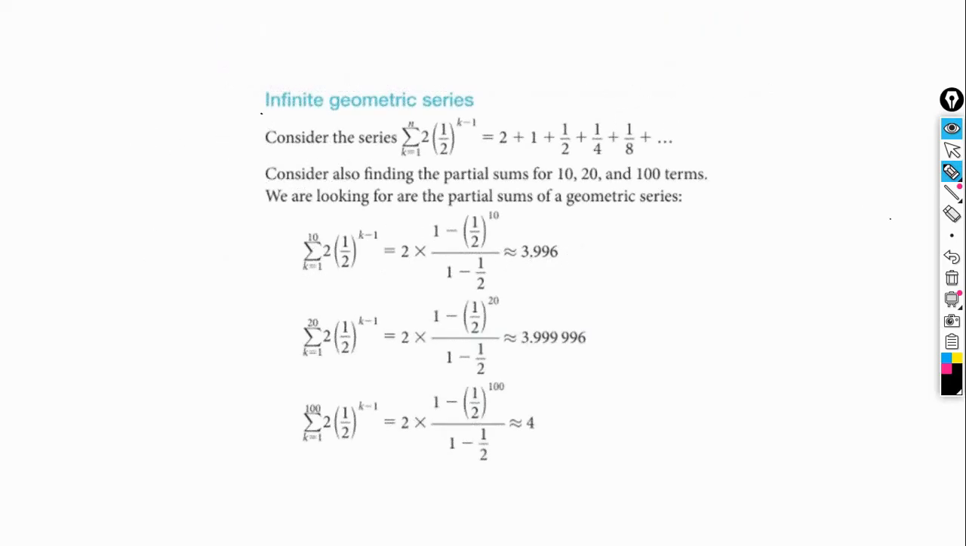So now let's talk about the case of an infinite geometric series. Here they give us an example, and it says consider the series from k equals 1 to n of 2 times 1/2 to the power of k minus 1. So this would equal 2 plus 1 plus 1/2 plus 1/4 plus 1/8 and so forth, right? So what happens if we do a partial sum with n equal to 10? Well, that would give us a number like 3.996. If we do it with 20, then we would get a number like 3.99996. If we do it with 100, we get much closer to the number 4. So this implies something that we're going to see next.